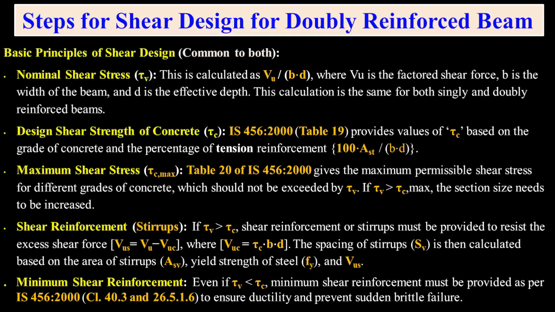Then, we consider the maximum shear stress, tau c max. Table 20 of IS 456, 2000 specifies the maximum permissible shear stress for different concrete grades. Remember, your calculated tau v must never exceed tau c max. If it does, you must increase the beam section size.